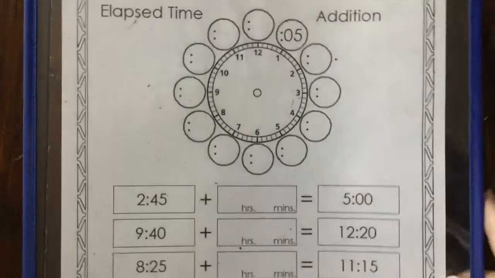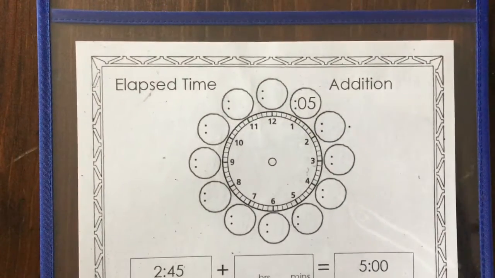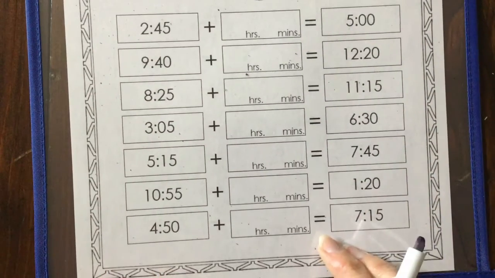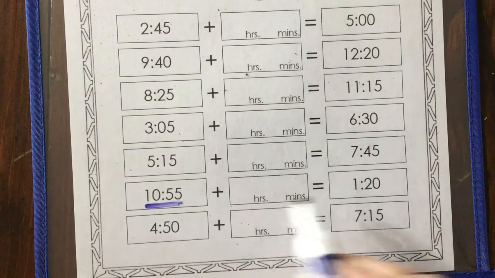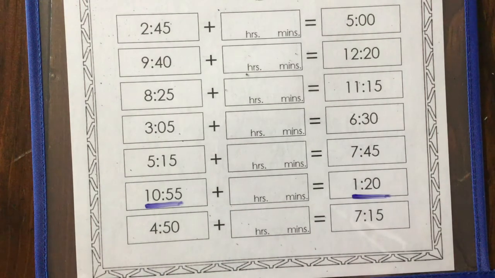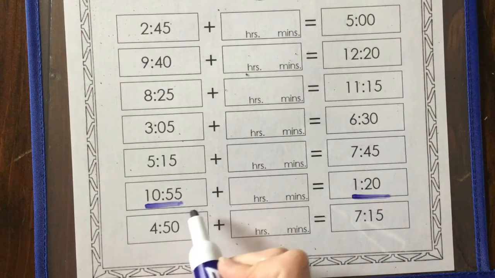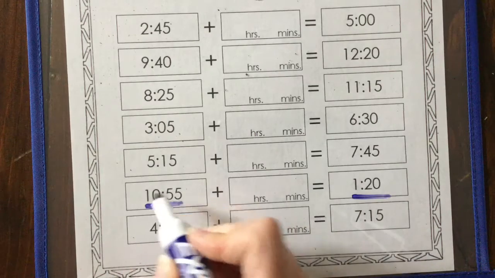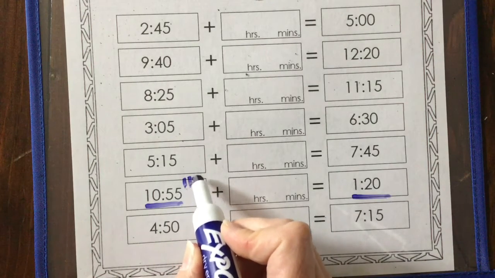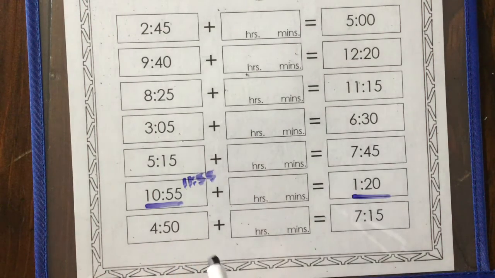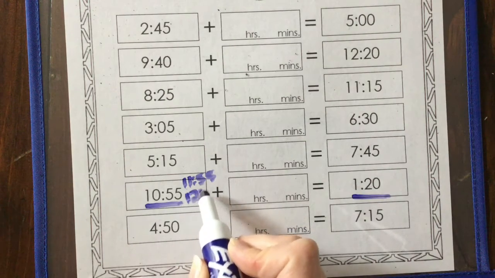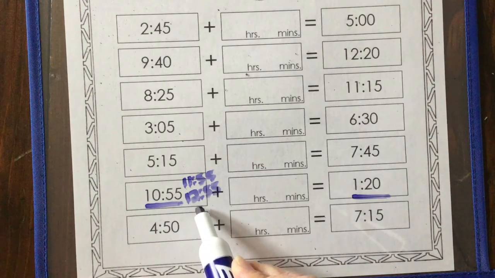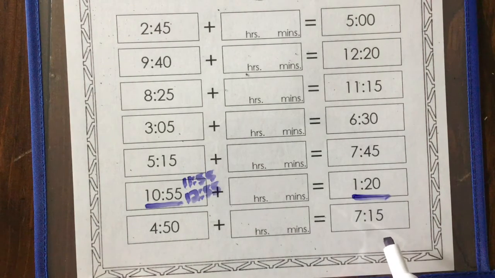Okay, let's look at one more problem. Actually, I want to do a problem down at the bottom of the page. So I want to do 10:55 to 1:20 with you today. So again, we're going to start by adding hours. So 10:55, one more hour would be 11:55. Another hour would be 12:55. And if I added one more hour, I would be at 1:55, which would go past my ending time.